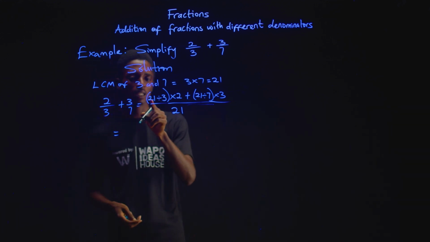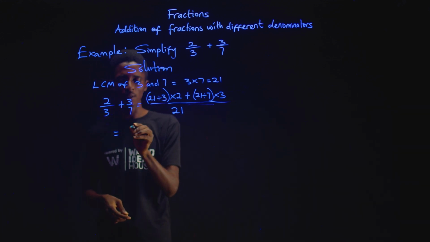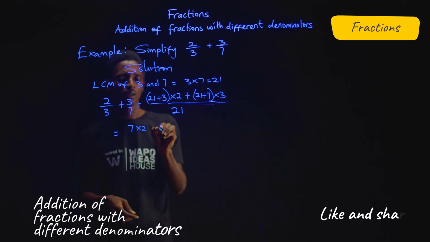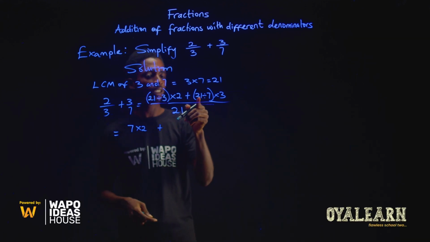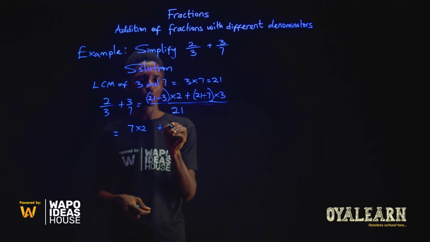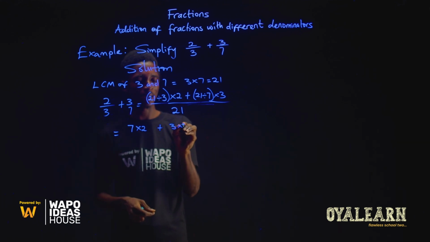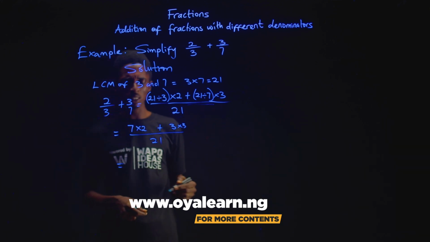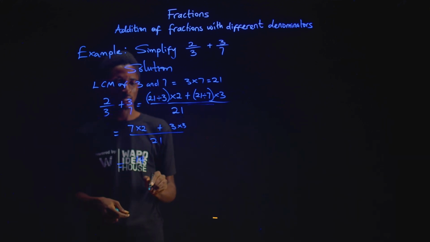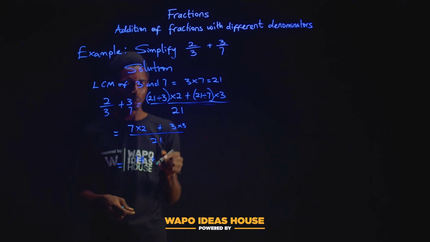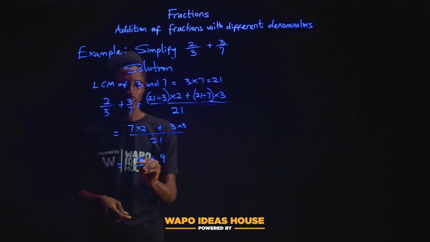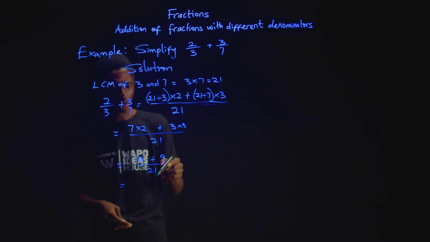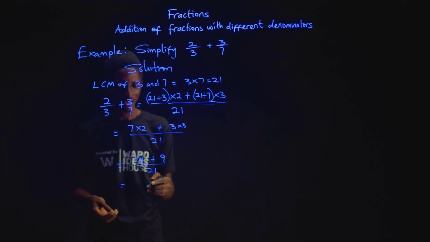Now let's solve this. 21 divided by 3 will give us 7. So we have 7 multiplied by 2 plus, in this second case, we have 21 divided by 7, which will give us 3. So we have 3 multiplied by 3 over 21. Now, what is 7 multiplied by 2? That is 14, plus 3 multiplied by 3 will give us 9, over 21.